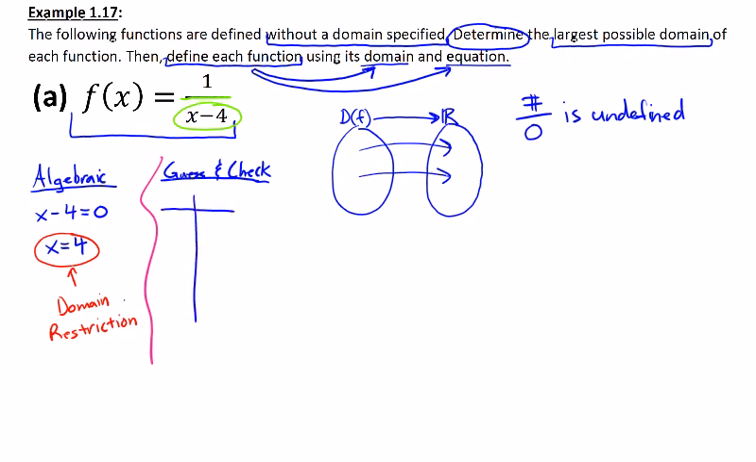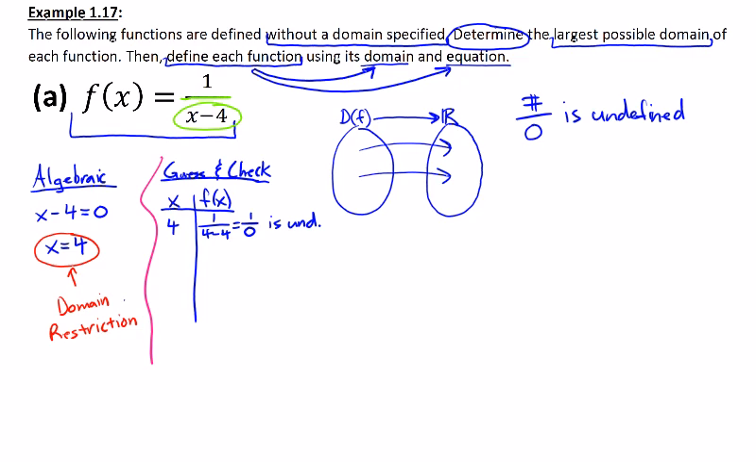So for my t-chart, I'll have x on the first column, f of x on the second column, and I will start with 4. So if I plug in 4, I'll have 1 divided by 4 minus 4, which is going to be 1 divided by 0, and that, as we said, is undefined. That checks that the domain restriction is in fact going to be 4.